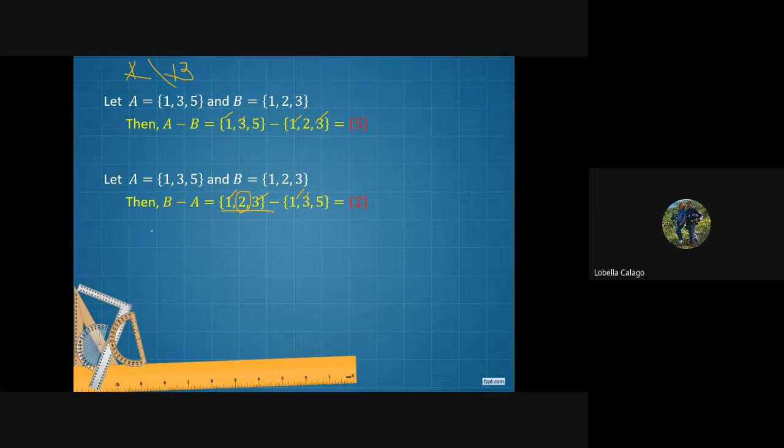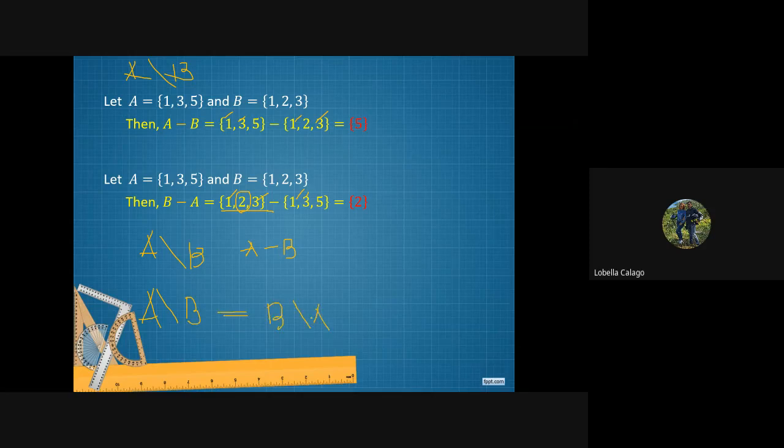So, take note, difference is when it is like that, or minus. It does not mean that the answer for A minus B is equivalent to the answer for B minus A. Not always. Like this one, they are not the same. Look. The same sets are given, but A minus B and B minus A do not have the same element answer. Okay? So, next.